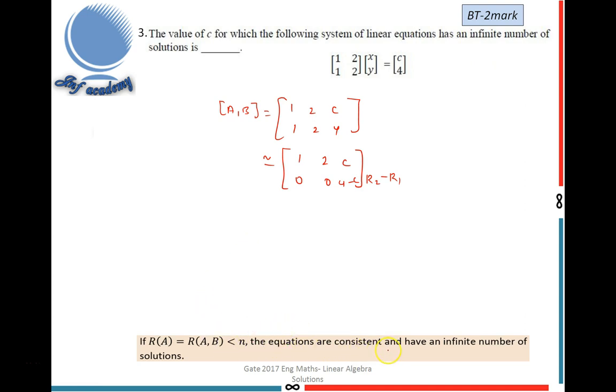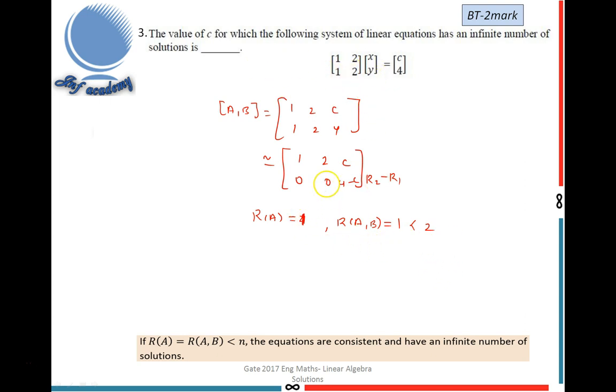The equations are consistent and have an infinite number of solutions. So here R of A equal to 1, because the number of non-zero rows in A is 1. So R of A comma B is also 1. It must be equal, and it is less than 2 also. Less than 2 means the number of unknowns is 2, less than n.